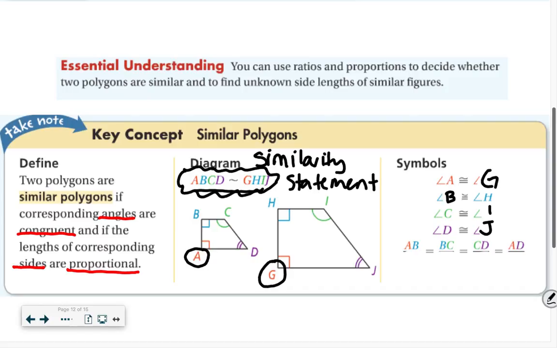Okay? Now our sides just have to be proportional. So we always write them in fractions, okay? If I say side AB from this shape, what side do I have to say from this diagram? GH, yeah. I say BC from the left one, what comes from the right one? HI. How about CD? IJ and AD? GJ.